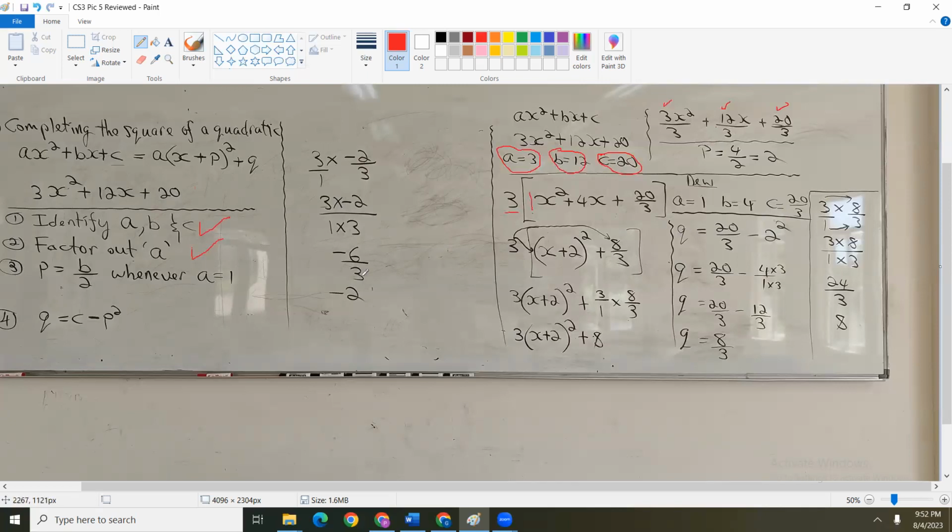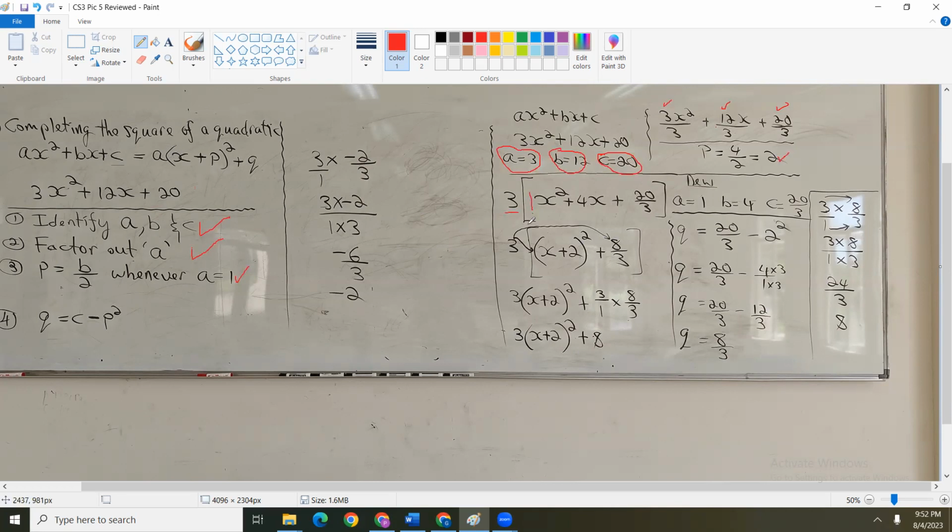So now we need to calculate the value of P. And the rule says P is equal to B over 2 whenever A is 1. So that is why we need to get an A of 1, so that we can calculate P. Our new B is 4, so P is equal to 4 over 2. 4 over 2 is 2.